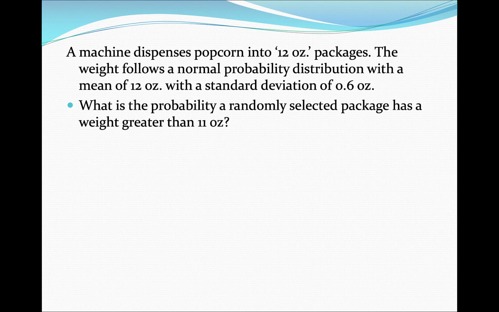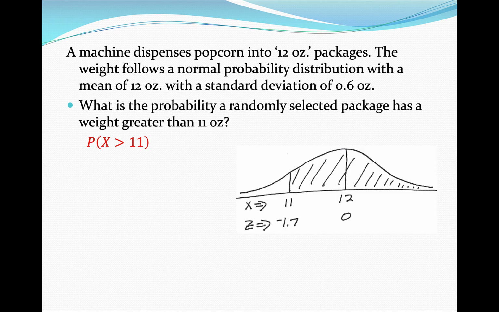This one here is similar, but we're finding a different area. I'm still using the same x value, but here I ask, what is the probability a randomly selected package has a weight greater than 11 ounces? So if we write out our statement, that's just the probability that x is greater than 11. Our picture is almost the exact same picture. The only difference is the area that we shade, because in this case we're interested in greater than 11 ounces. Other than that, it looks exactly the same.